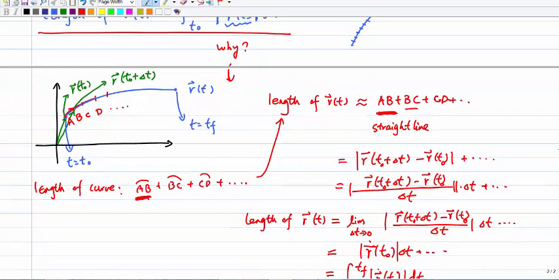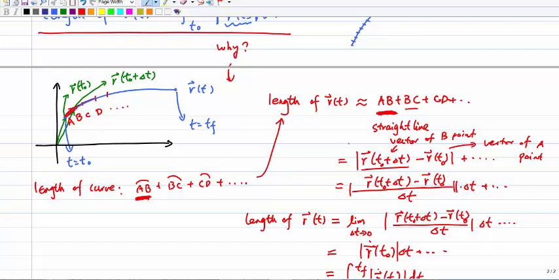Because I don't know how to compute the length of a curve this small, it's really complicated, but I can compute a straight line. For the B point, let's say it is the vector R of T0 plus delta T. Of course, the A point is just the vector of A. So B minus A, if you remember the vector relationship, plus or minus, the vector of B point minus the vector of A point is just the vector from A to B.